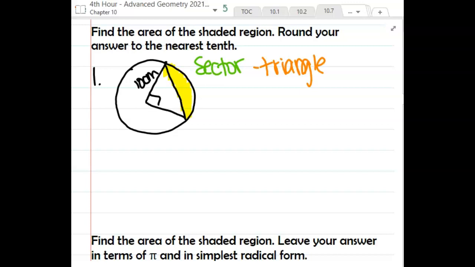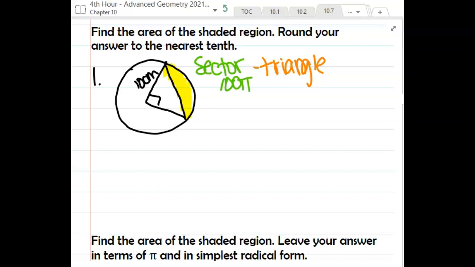Okay, to find the area of the sector, this is just what we did yesterday. I first want to find the area of the entire circle. So we're going to do pi r squared. My radius is 10, so we do 10 times 10. That gives me 100 pi. Now remember, that's the whole circle.